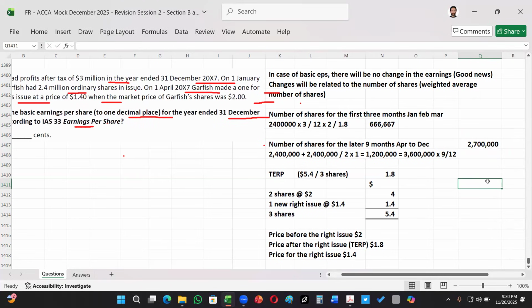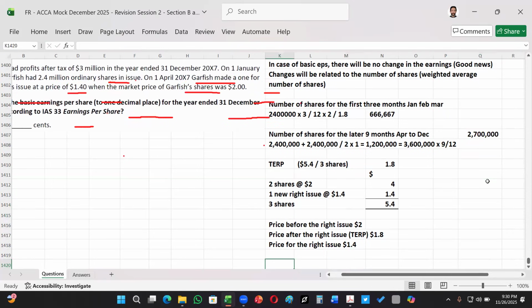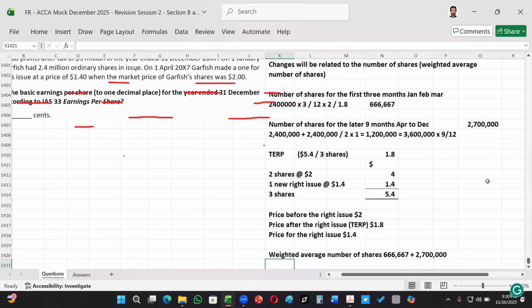Okay, so overall, the weighted average number of shares is going to be these 2 figures, 667 thousand plus the 2.7 million. So that is going to be the figure. We can just pick these figures here. This is 2.7 plus we can add this one. I've just done the workings for you. So that is the number of shares.